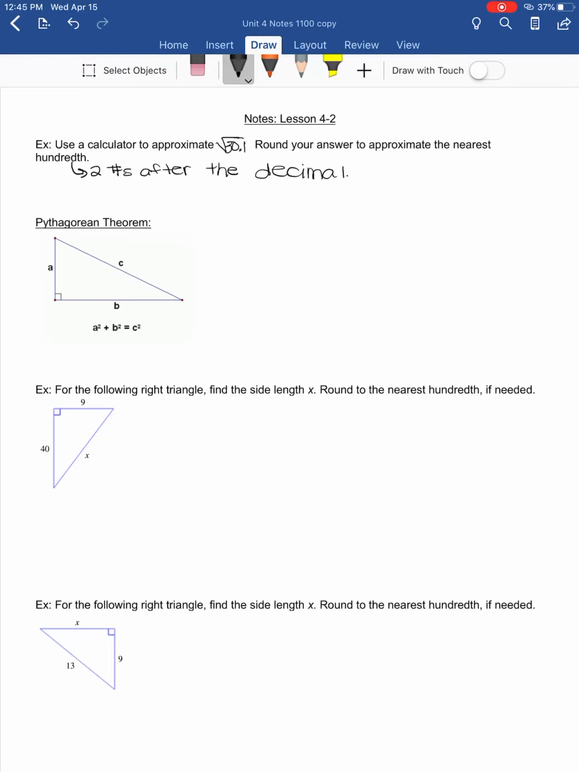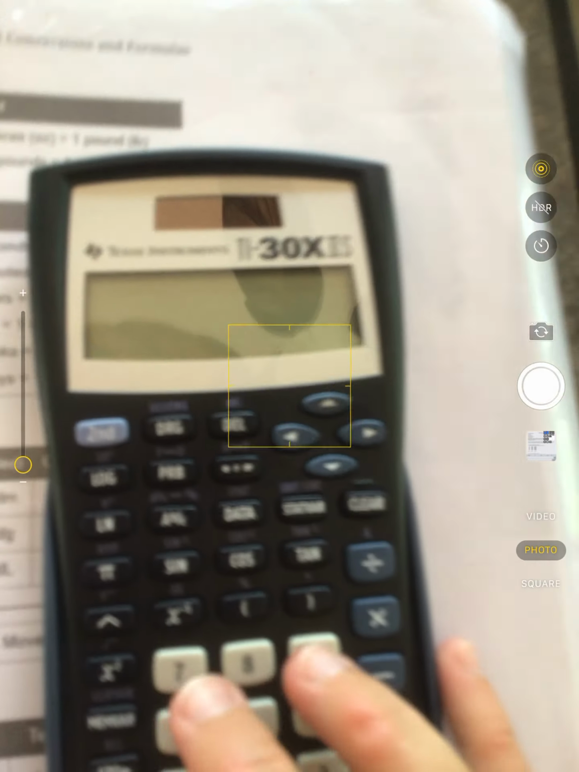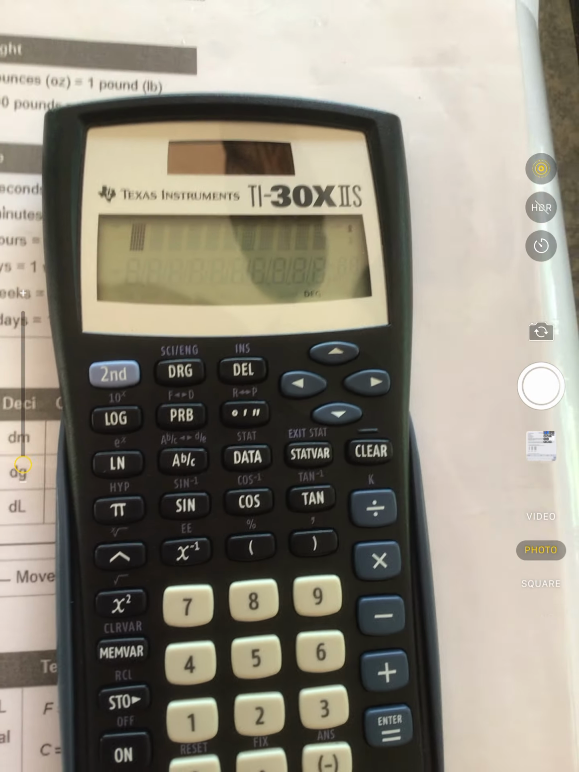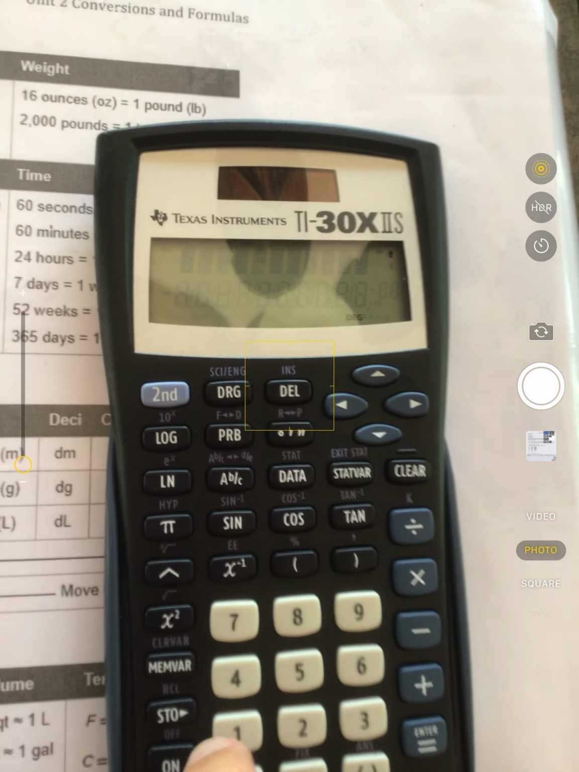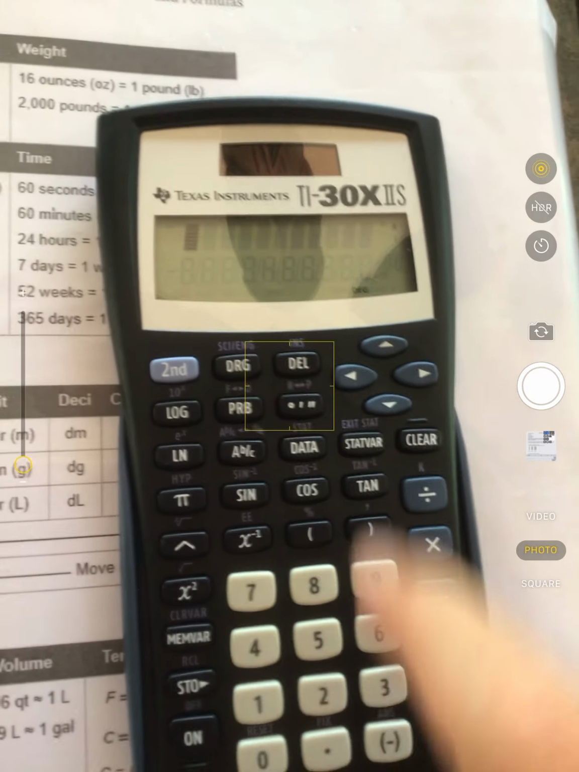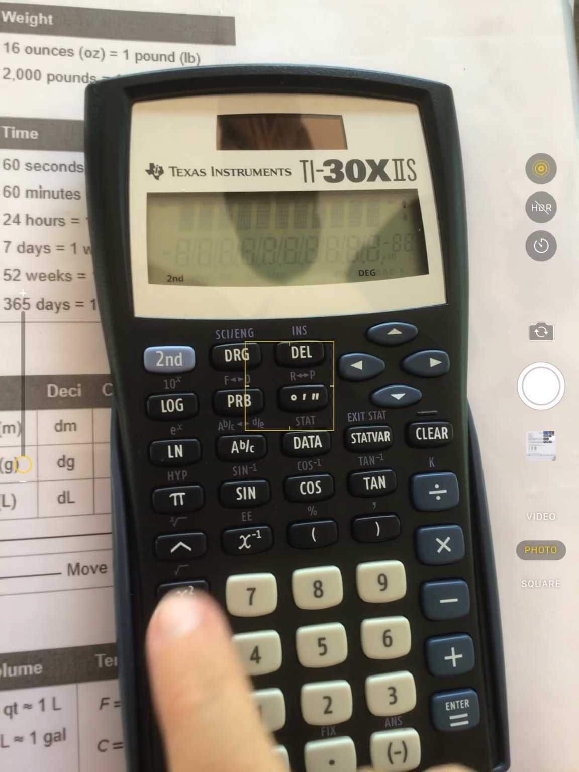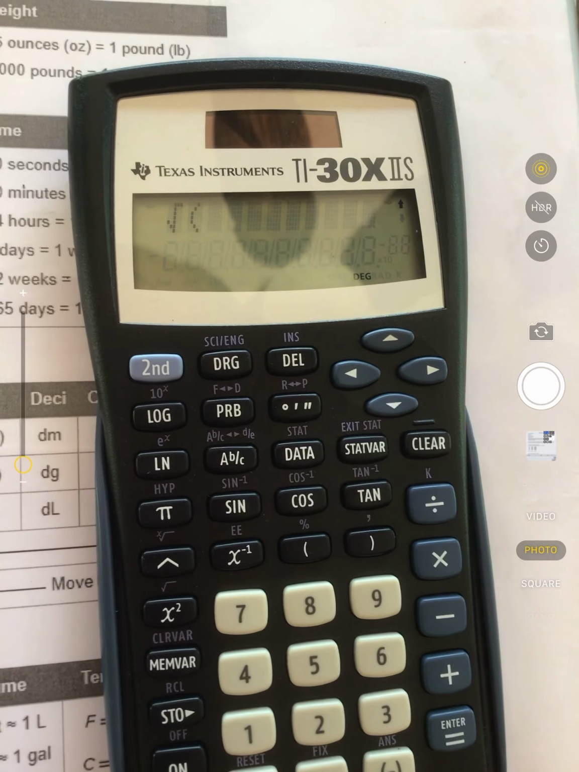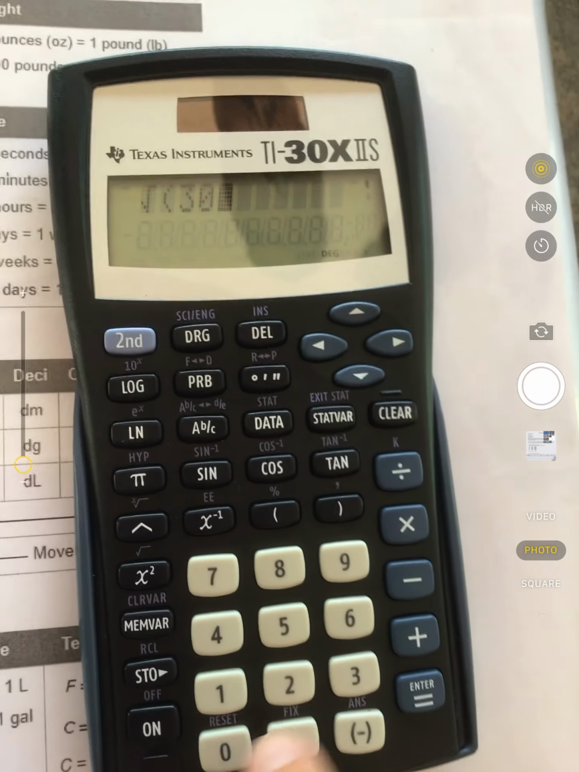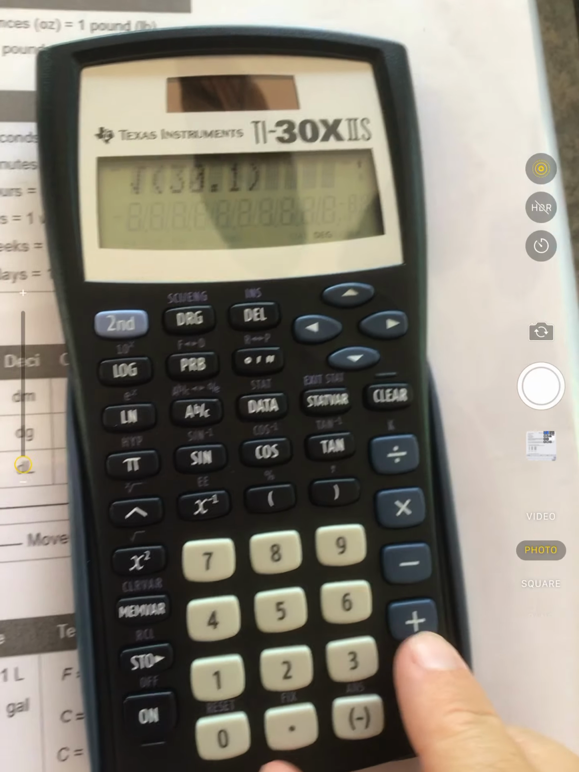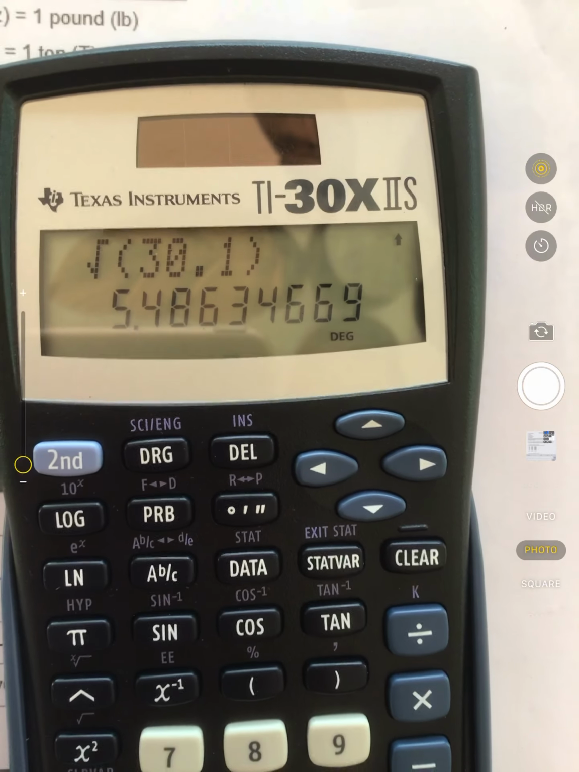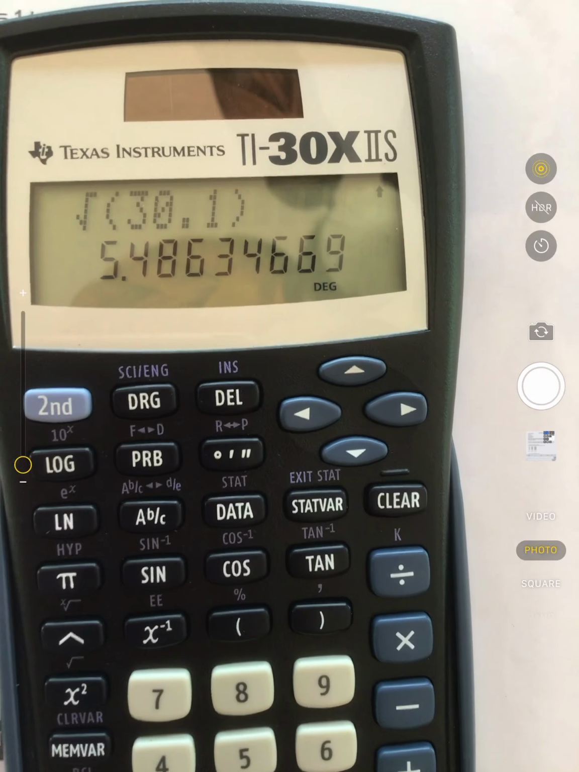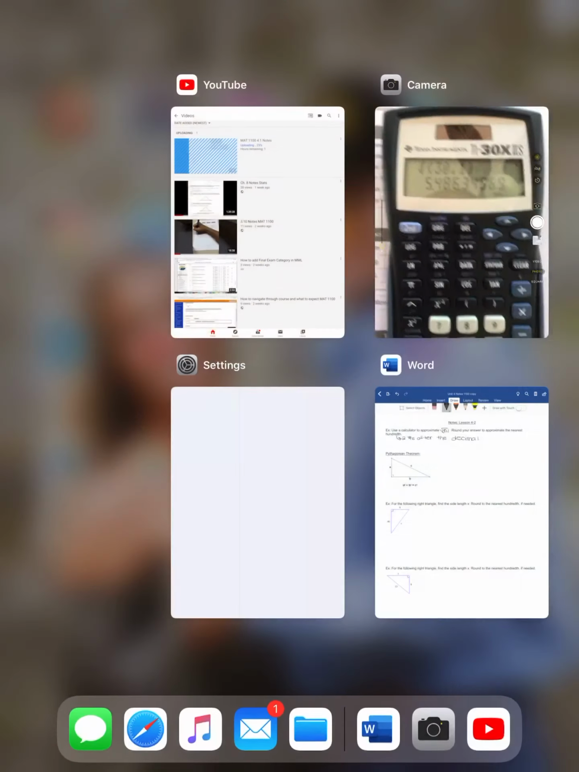All right, so plugging this into our calculator. So here's the calculator. Turning it on, we want to do the square root. Right here to the left of the 7 is the x squared button. Above the x squared, you'll see the square root. It's in light blue. That means that I need to hit my second light blue button first, and then the x squared button to give me the square root of 30.1. If you want to close your parentheses, go for it. Press enter. So we get 5.48634669.